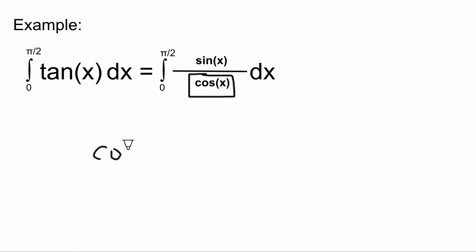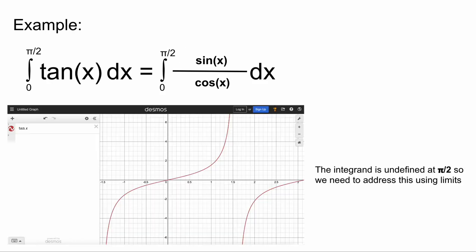Now, cosine of 0 is 1, so that doesn't give us any problems. But cosine of pi over 2, if you remember from our trigonometry days, is actually equal to 0. So at this endpoint right here, the function is undefined, which is a problem. That's what signals to us that this is an improper integral. And we can back this up graphically. You can see, right here, it's about 1.57 where pi over 2 is. There is some vertical asymptote here. The integrand is undefined at pi over 2, so we need to address this using limits.